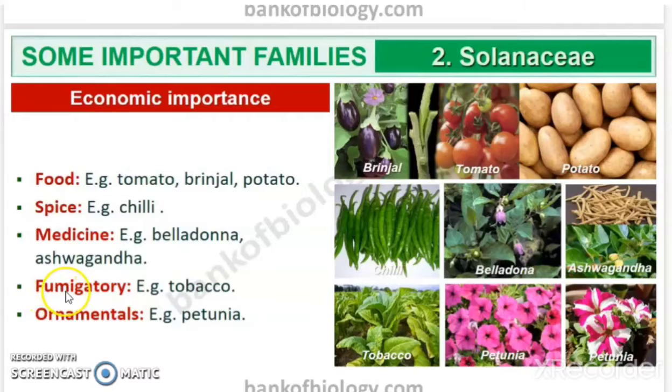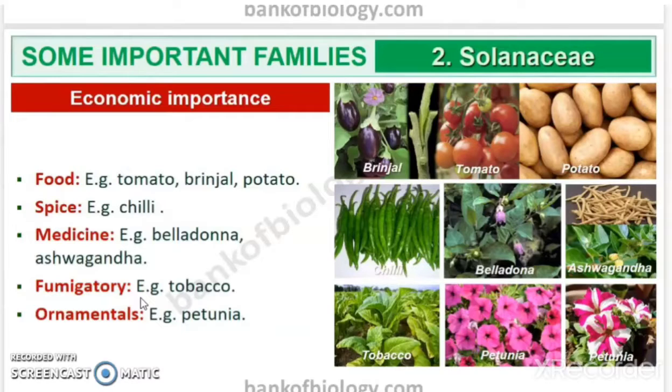And next comes the fumigatory. Fumigatory means, fumi means fumes, right? So these are leaves or plant parts which can be made into fumes. An example of such a plant is tobacco. I hope you know that tobacco, eating and smoking, all these are dangerous, right?